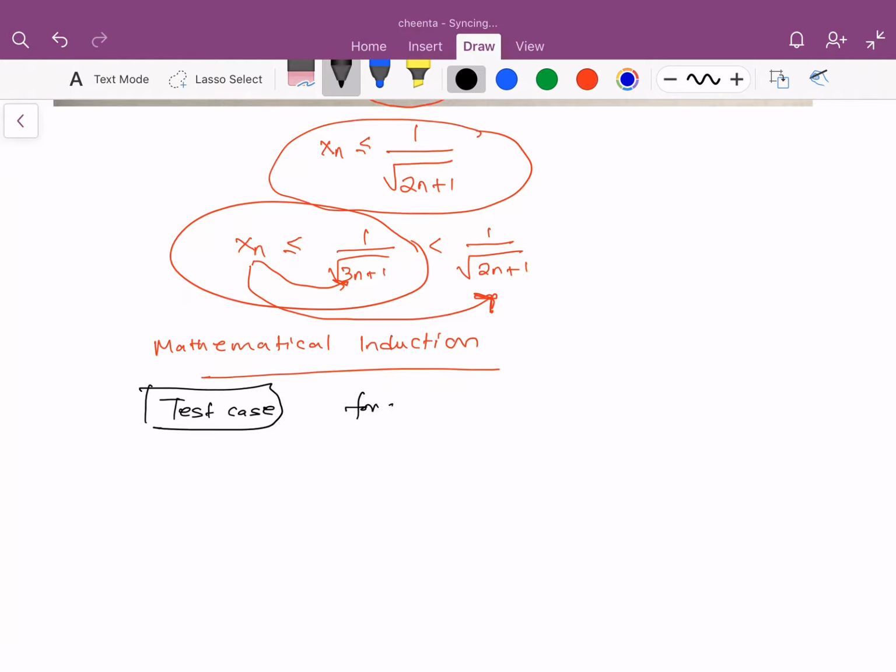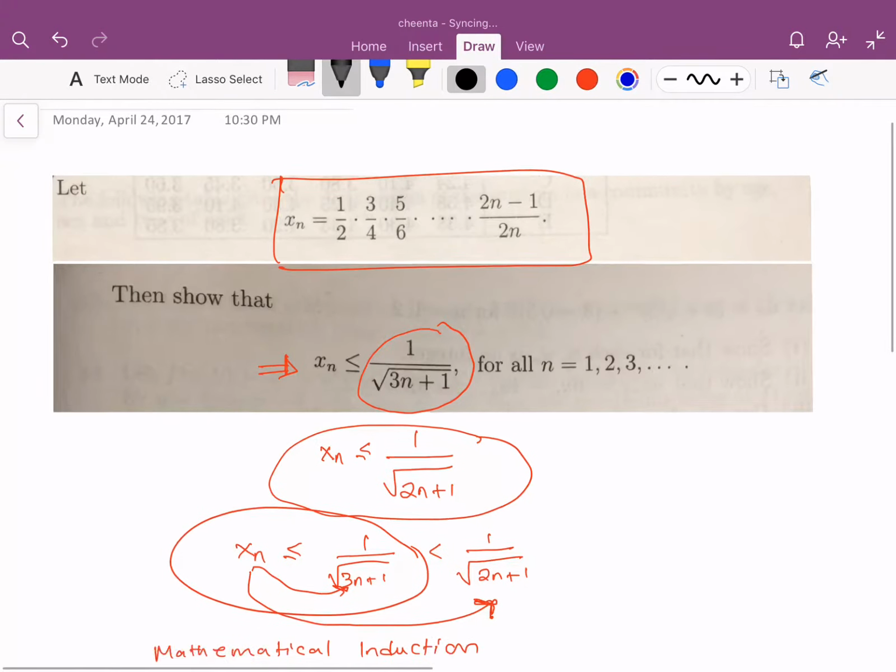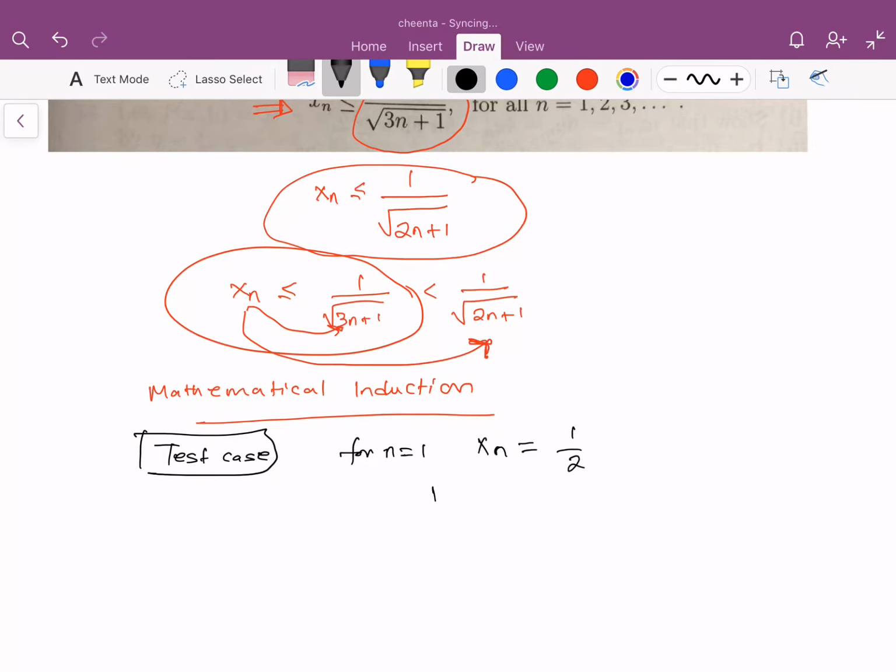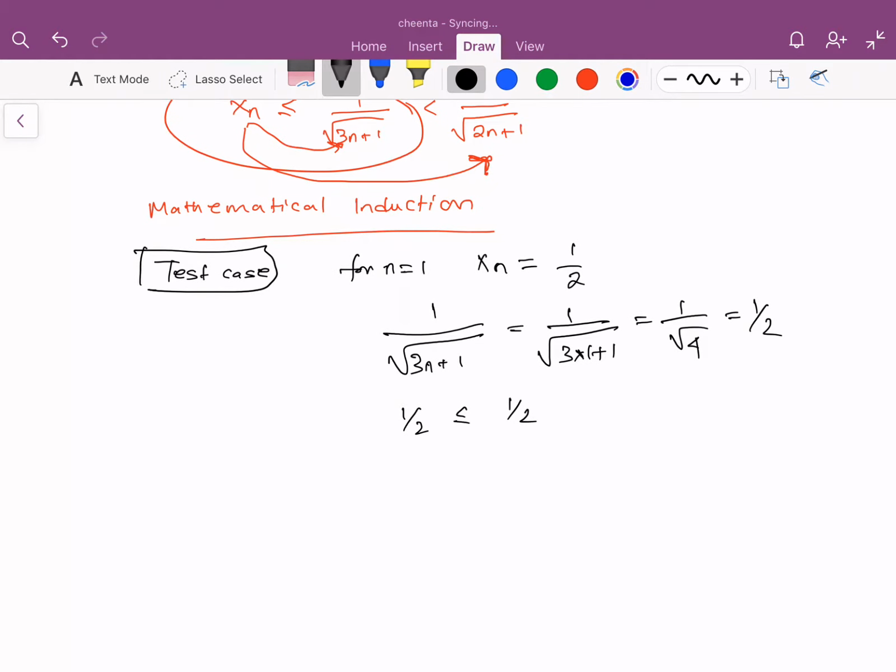For n equals to 1, xn is just 1 over 2. And 1 by square root of 3n plus 1 is simply 1 by square root of 3 times 1 plus 1. So this is 1 by square root of 4, which is half. So of course, half is less than or equal to half, and we accomplish the test case.